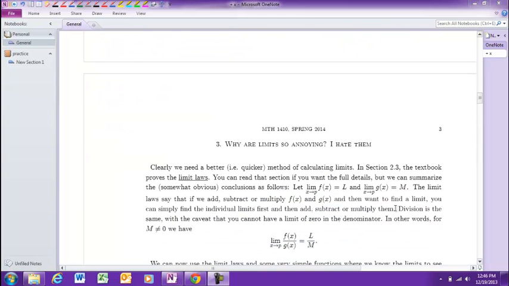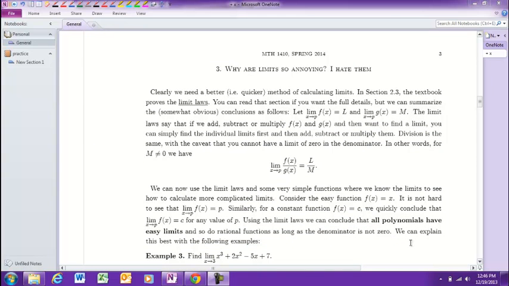All right, we're going to move on now to why limits are so annoying. I hate them. As we've seen above, there are a lot of issues with discontinuities that can show up in a lot of places, and in order to figure out where the discontinuities are, we need to be able to calculate limits pretty easily. So it would be nice to have a better method of calculating these limits.